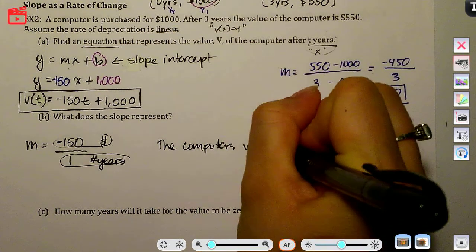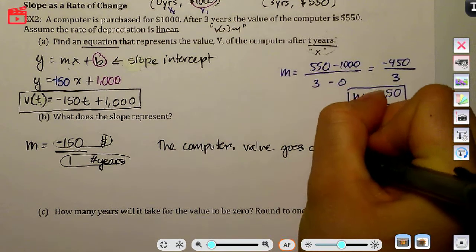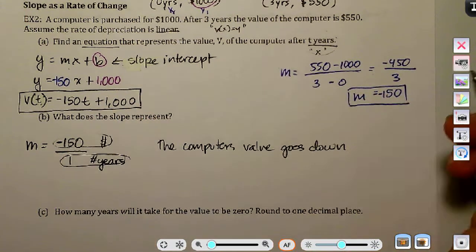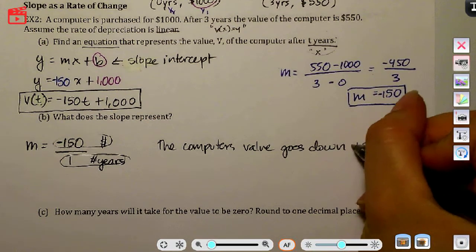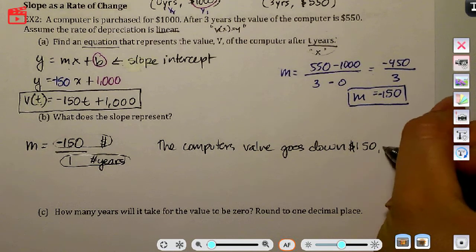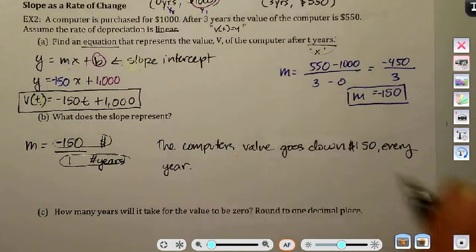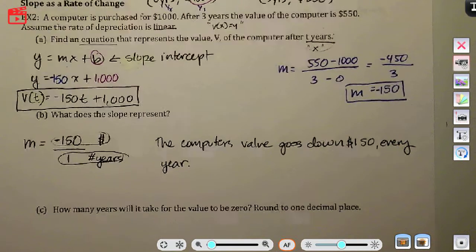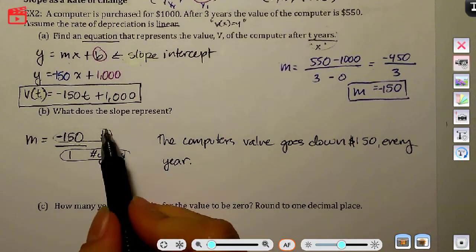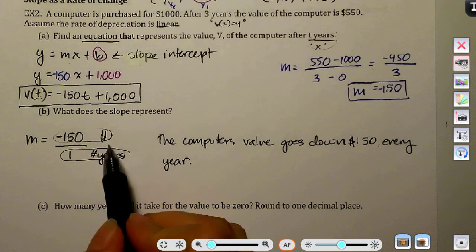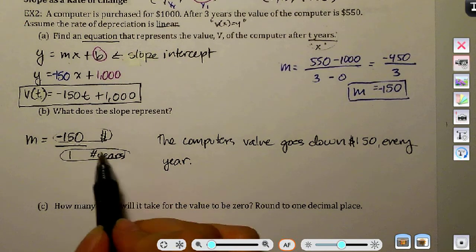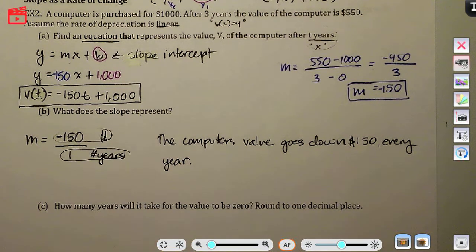So the computer value goes down. We know it goes down because of the negative. $150 every year. You could say every 1 year, every year, period. Okay, so that's how you'd read the slope. Remember to check what the y values represented. In this case, it was dollars. And check what the x values represented. In this case, it was number of years.